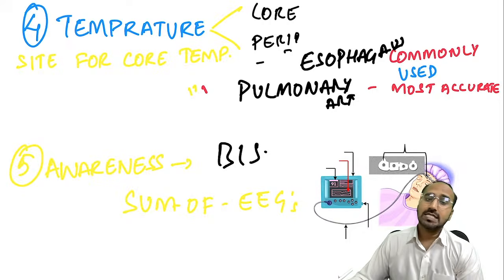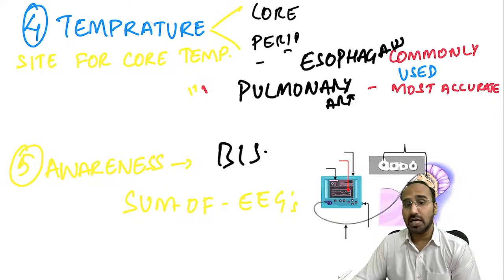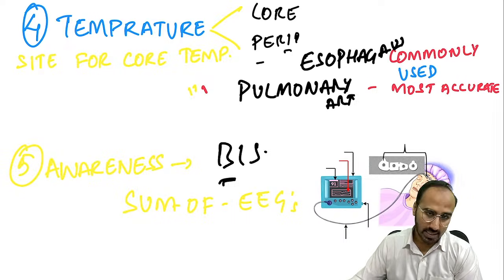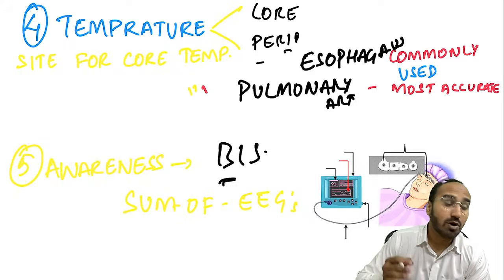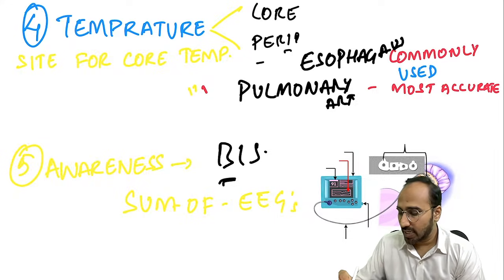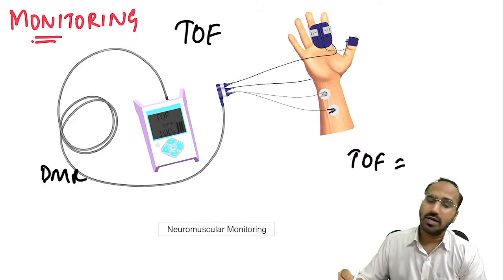Next, awareness. Sometimes during surgery, patient might be aware. Okay? In that time, how will you monitor the patient is aware or not? With the help of bispectral index. Bispectral index calculates the sum of EEGs. EEG is nothing but electroencephalograph. Okay. Apart from that, neuromuscular monitoring was also done.